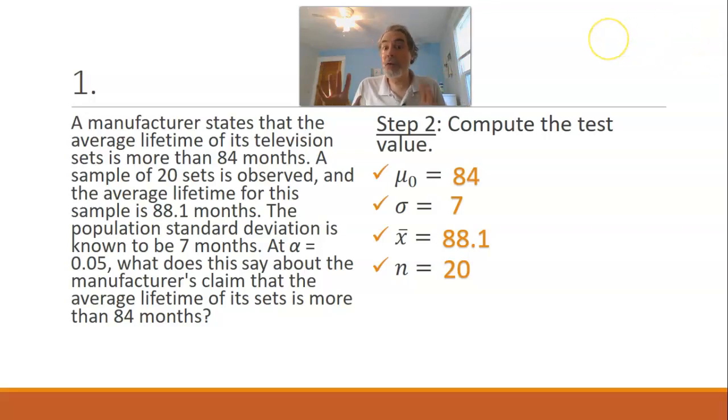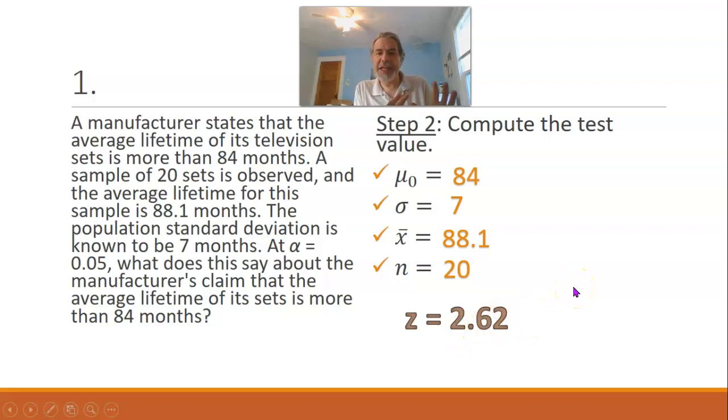But whatever you do, you should come up with z equals 2.62. Actually, it's not going to be exactly 2.62, but if you round it to the nearest hundredth, to 2 places after the decimal point, that's what it is.